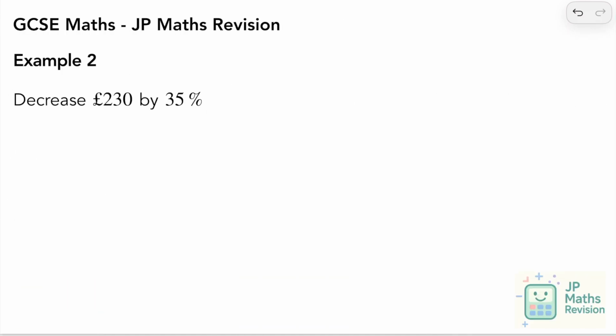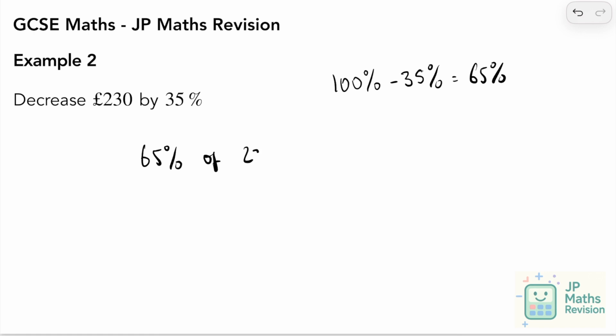So in this example here, I'm decreasing £230 by 35%. So again, I start off with 100% and I'm decreasing by 35%. So I'm taking away 35%. So that is going to be 65%. So essentially what I'm doing is I'm working out 65% of £230.